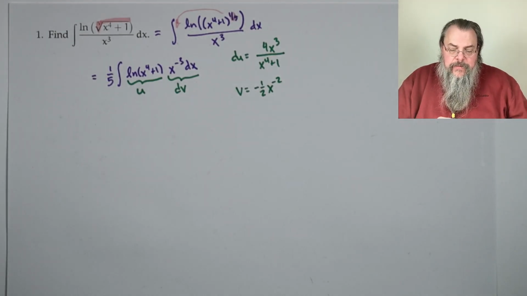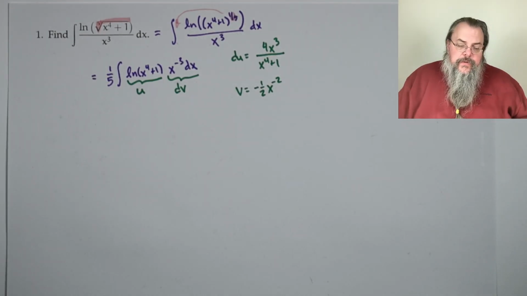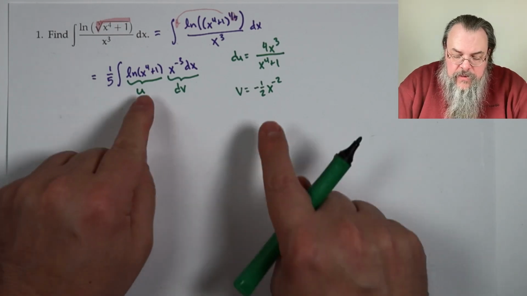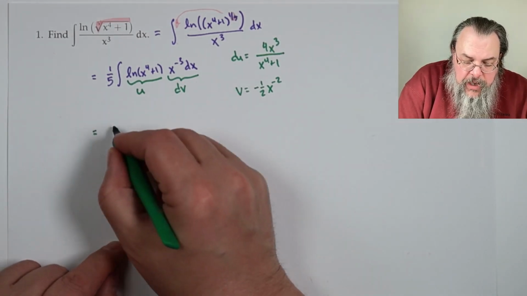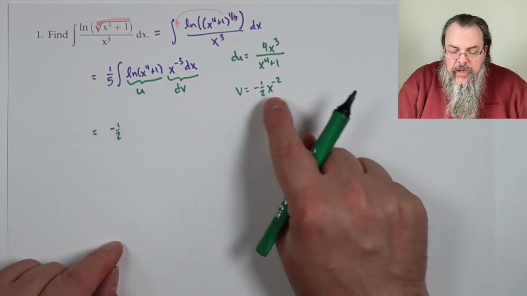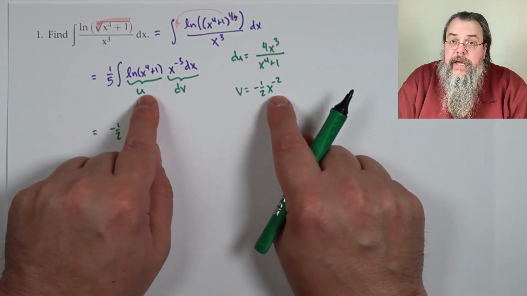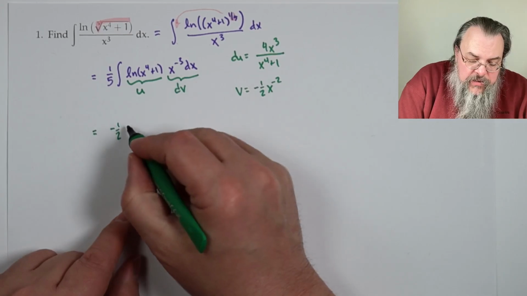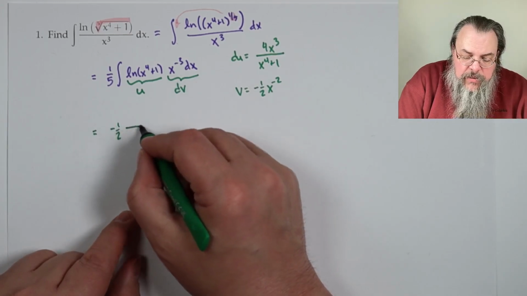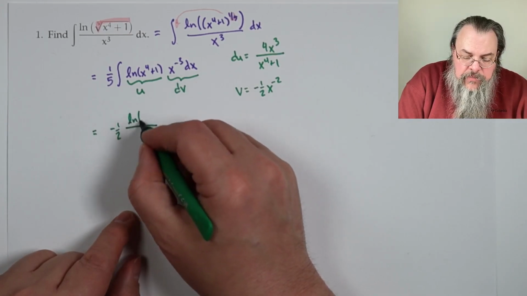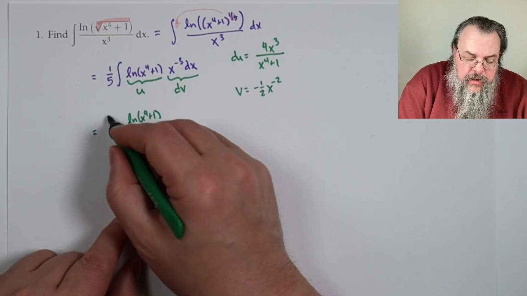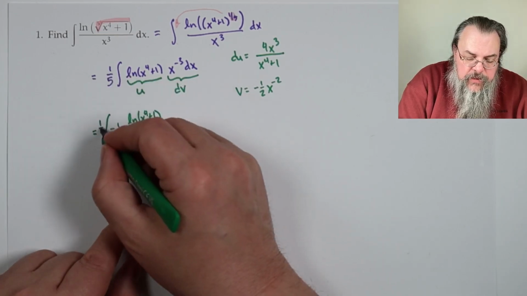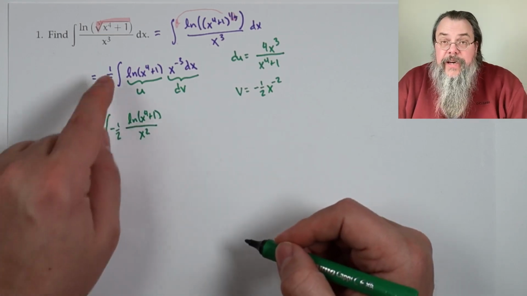So, okay, good. Now, what do we have? Well, we're going to have u times v. So we get minus 1/2, and this x to the minus 2 we can write as an x squared downstairs. So I'm going to put it as a fraction: log of x to the fourth plus 1 over x squared. And now don't forget that in front of all this is a 1/5. We'll catch that later on.